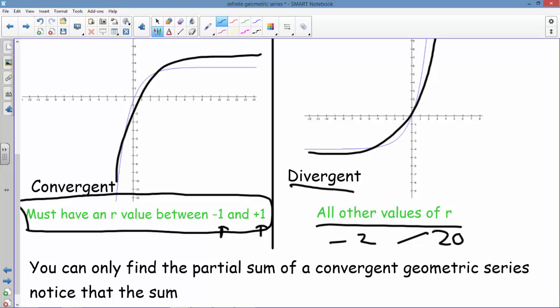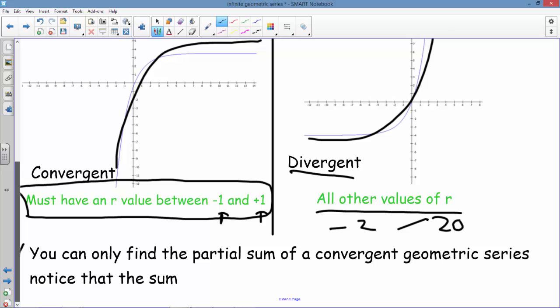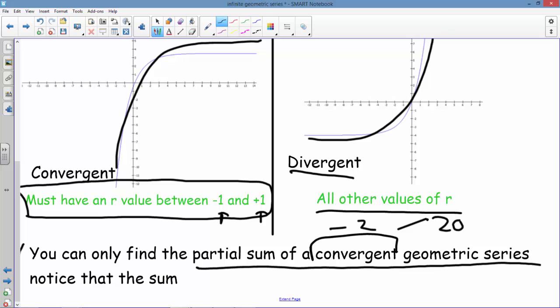Now, it's important to know that with our geometric series, we can only find the sum of a convergent series. A convergent geometric series. That is the only time we can find the sum. So our first goal whenever we look at a series is to decide whether it's convergent or divergent. That's the first thing we have to do. You probably want to stop the video and write down that you can only find the sum of a convergent geometric series. Okay?